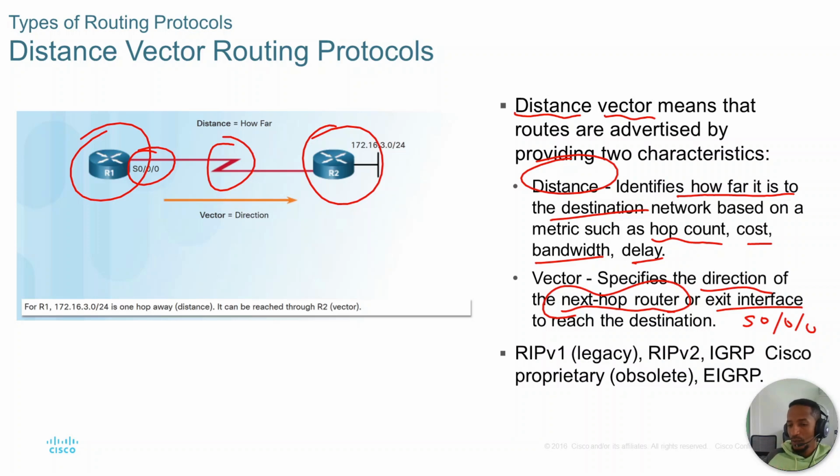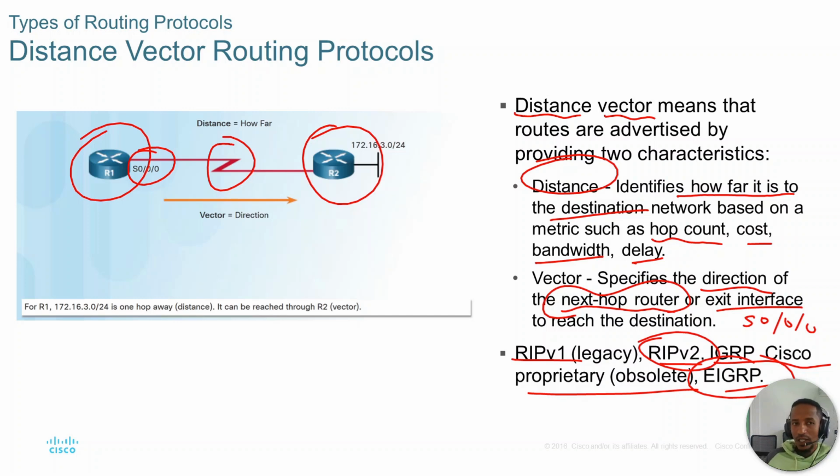There are different types of distance vector routing protocols: RIP version 1, RIP version 2, the Cisco proprietary IGRP, and also EIGRP. The only ones we are going to consider are RIP version 2 and EIGRP, which is the enhanced form of IGRP. Obsolete means it's no longer existing. Legacy means it's not being that much used.